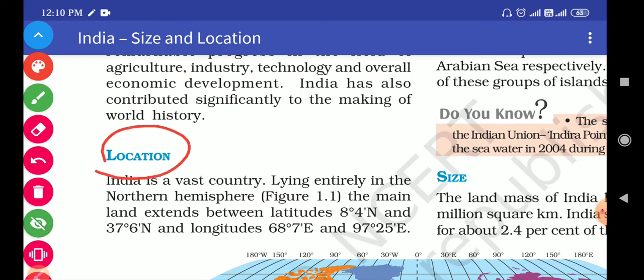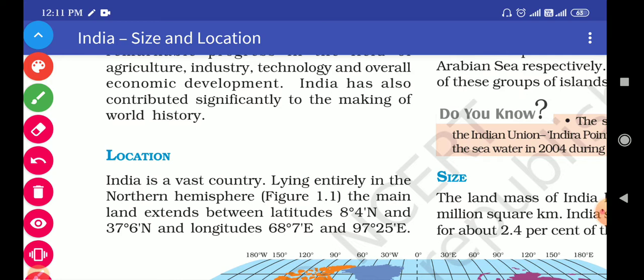So what is here? India is a vast country lying entirely in the northern hemisphere. The mainland extends between latitudes 8 degree 4 minute north and 37 degree 6 minute north, and longitudes 68 degree 7 minute east and 97 degree 25 minute east. What is the meaning of this paragraph?